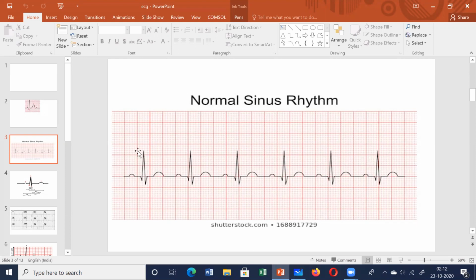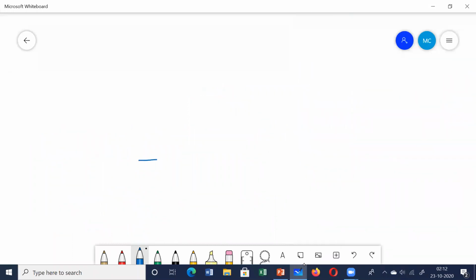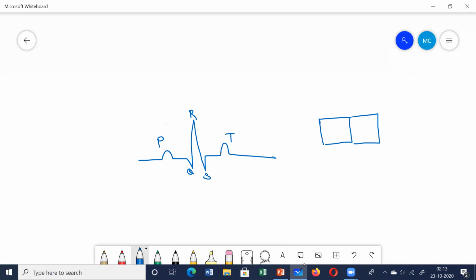Another way of calculating the heart rate is what we call the 6-second method. So what is the 6-second method? Remember, I'll just draw. This is your P wave, this is your Q, this is your R, this is your S, and this is your T wave. As I showed you just now in the ECG, you have these big boxes. And in these big boxes, what did we see here?